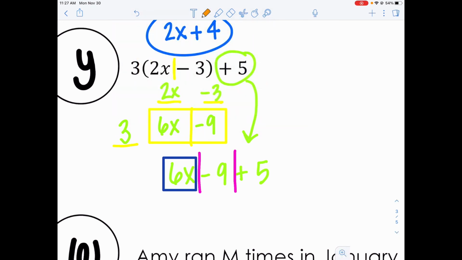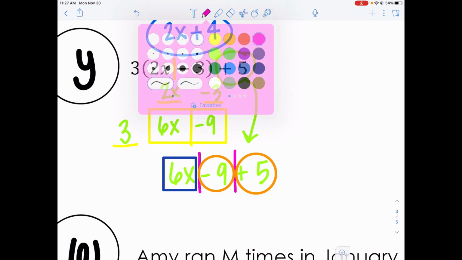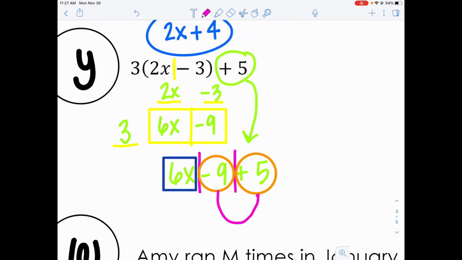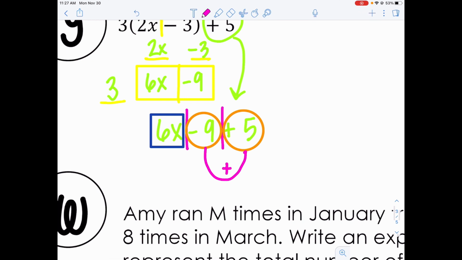After I do that, I'm going to go back through and find like terms to -9. Remember, -9 is a constant, so I'm looking for other constants. +5 is also a constant, so I'm going to give it a circle as well. We'll go back through and link the terms that are like terms. So these are my like terms. When it gets to it, I will add them. So 6x doesn't have anything to combine with it, so I'm going to drop it straight down. 6x, and a -9 plus a +5 is a -4, so I'm going to write -4. This cannot be combined any further, so my answer is 6x - 4.